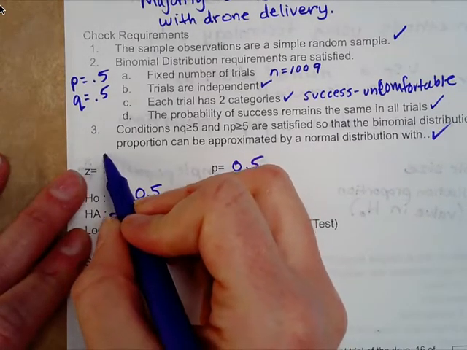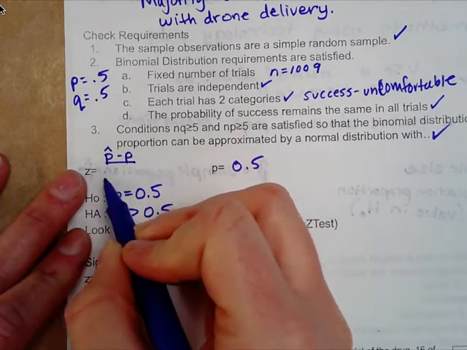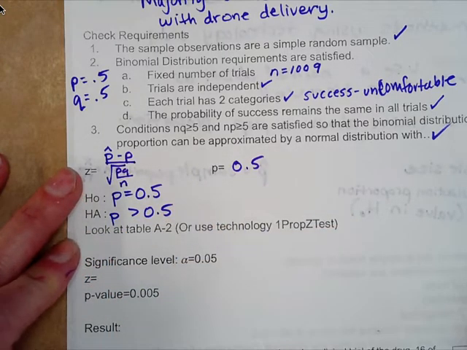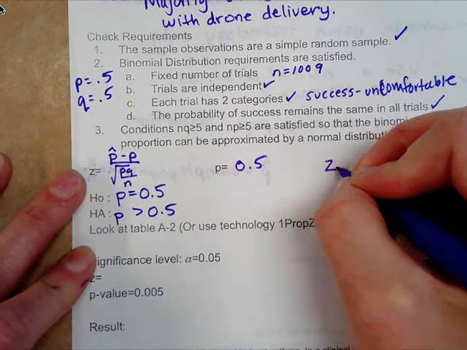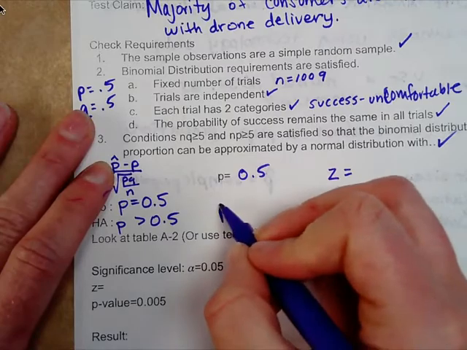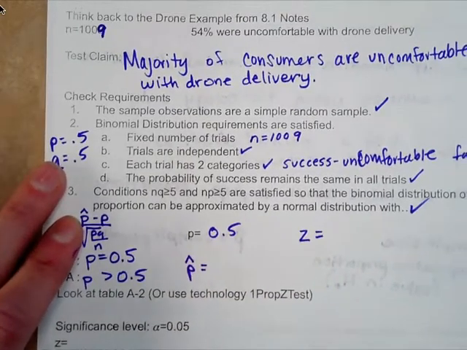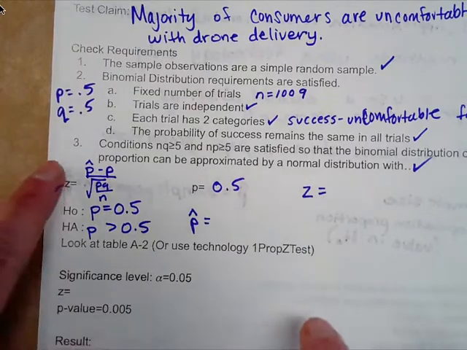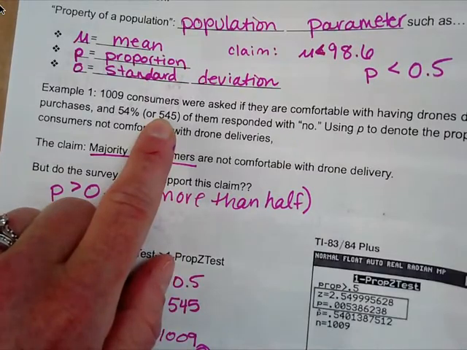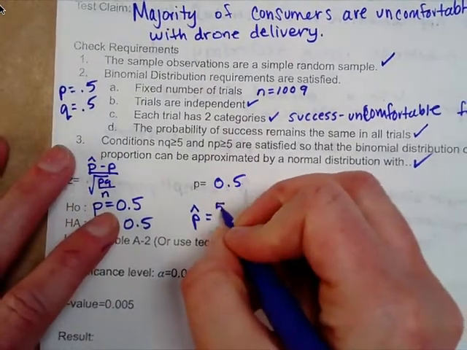Z is found by doing P hat minus P over the square root of PQ over N. I'm going to do it over here because I did not give myself enough room. P hat, I need to find that too. P hat is found by doing X over N. How many successes were there? In our original, it was 545, I think. Let me see. Yeah, 545. We write that over there.